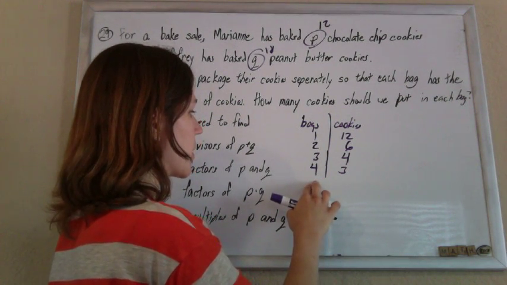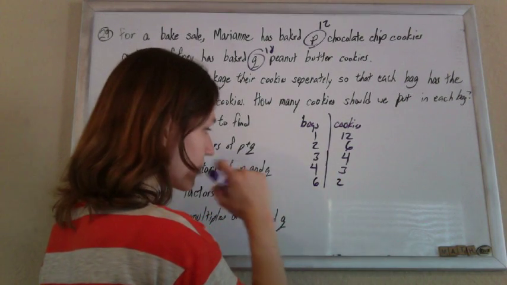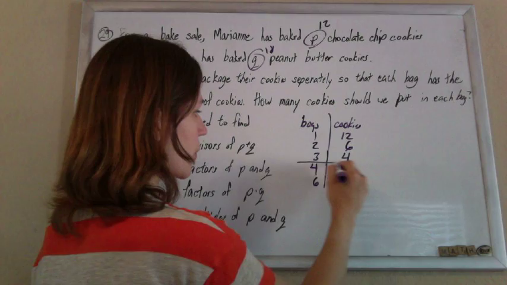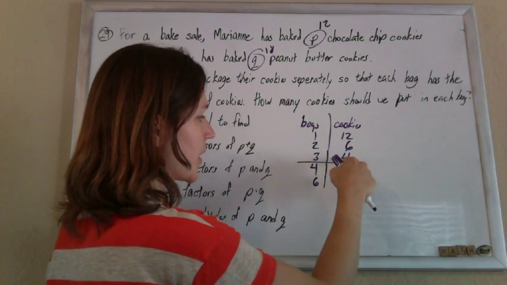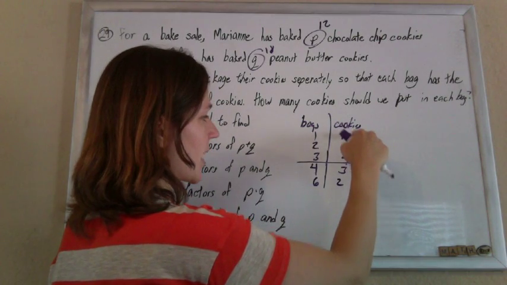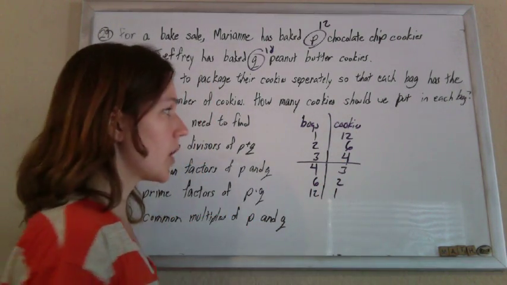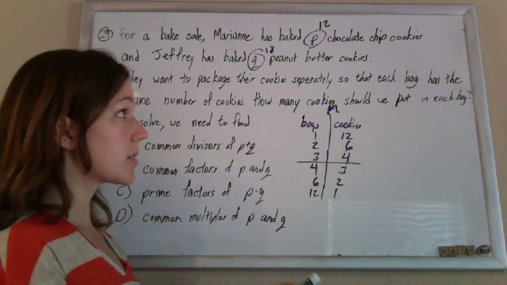And she wouldn't be able to use them all. But she could have 6 bags with 2. And you can start to see that at this point, it starts to repeat, right? As soon as you get a number that's up there, you're going to start climbing up the other side. So the next one is going to be 12 bags with 1 cookie in them. So these are all the ways that Marianne can package her cookies.